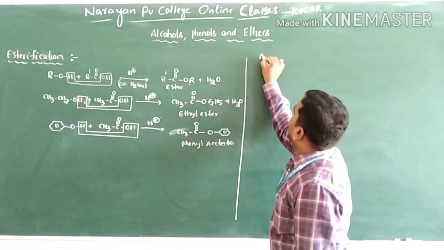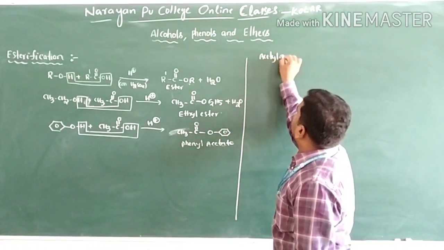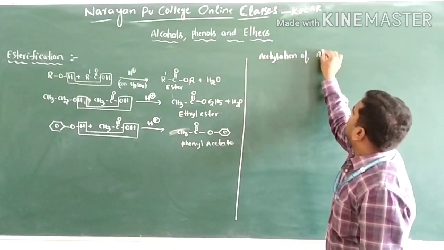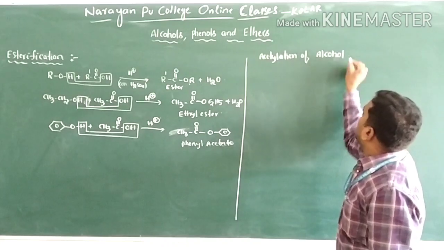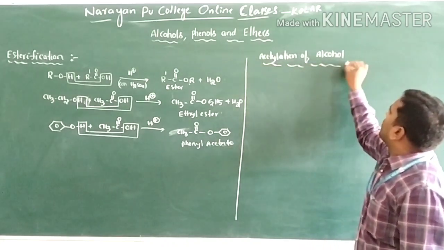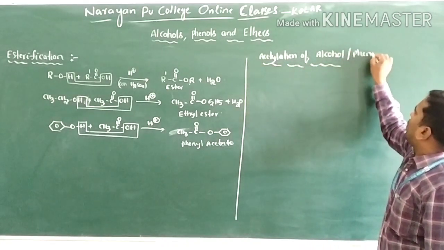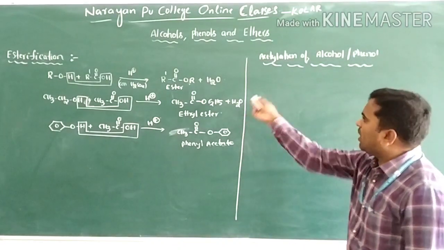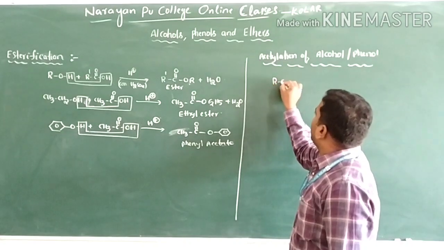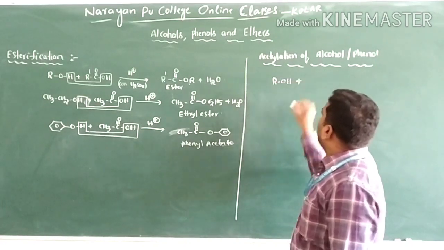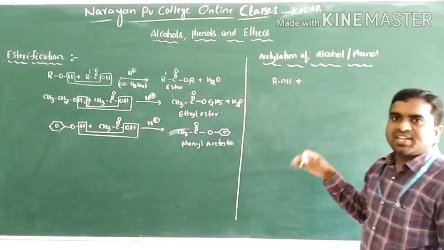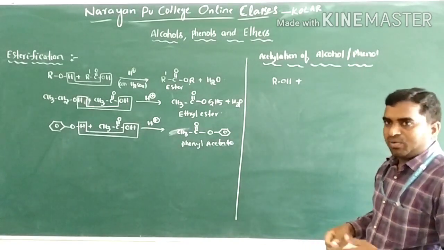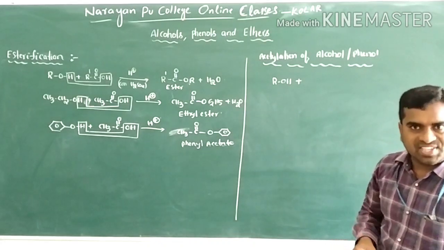Acetylation of alcohols. Acetylation of which one here? Alcohols and phenols. So acetylation means what we have to do. Take the alcohol and consider here acetyl chloride or acetic anhydride, whatever it may be. Both are used for the acetylation only.